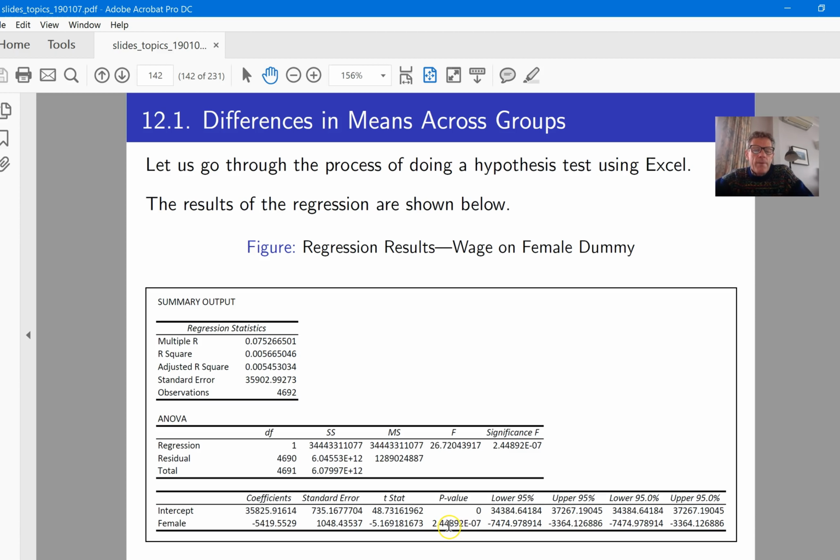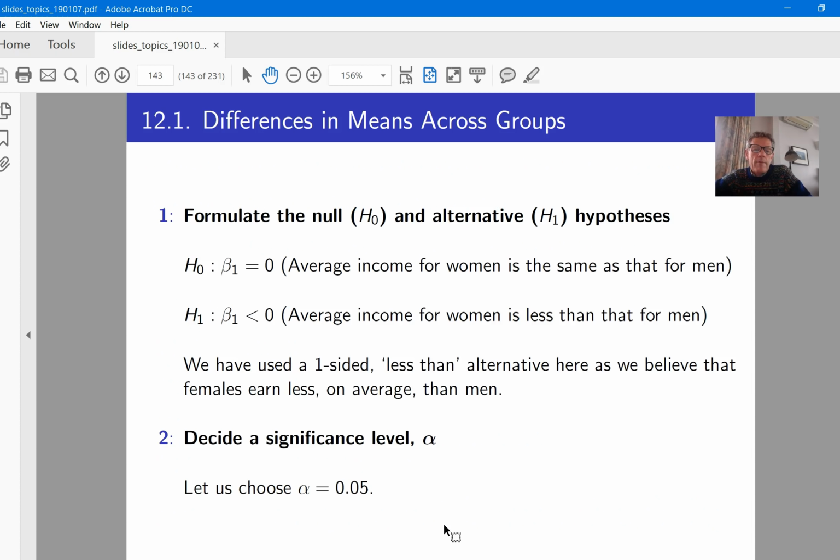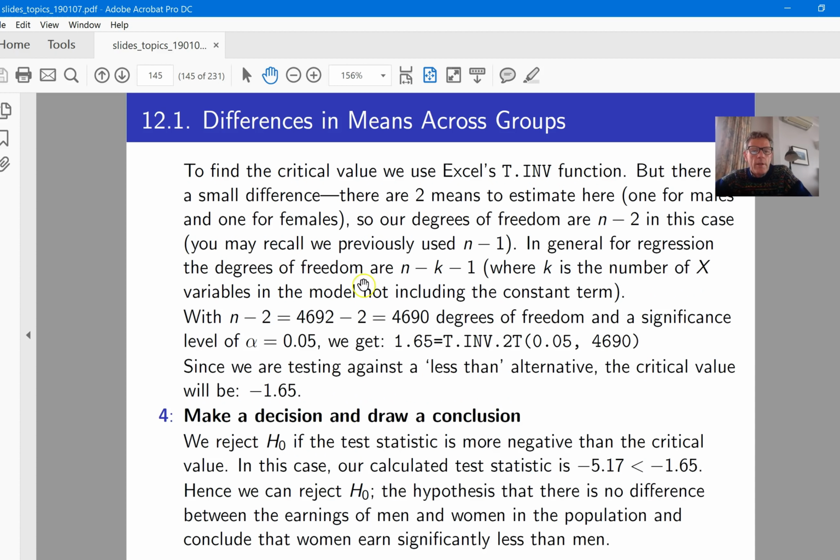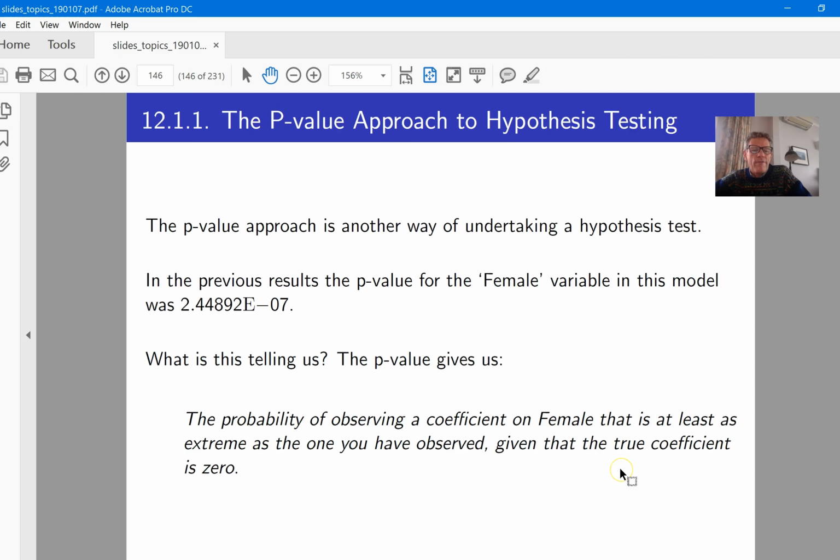And that number actually can allow us to perform the test quite directly without having to go through the step of finding the critical value, this step here. And the conclusion is not based on whether or not your statistic is less than the critical value, but just whether or not that p-value is small enough. So what is the p-value telling you?